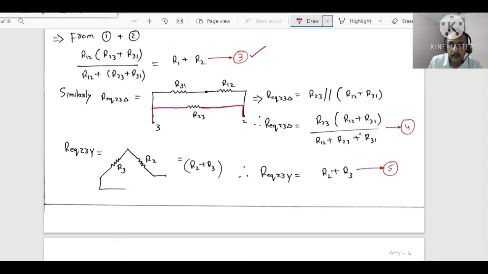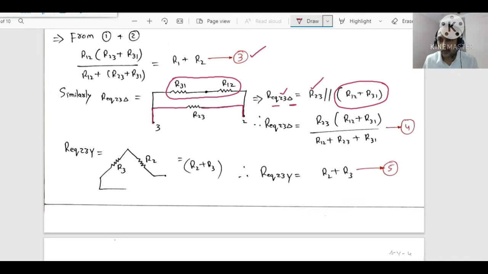Now the remaining 2 resistors are in series. And that resultant is in parallel with R23. That is what we have written here. R equivalent between 2 and 3, in delta connection, is equal to R23 parallel to the series combination of these 2. Same steps: R23 into bracket of R12 plus R31, whole divided by R12 plus R23 plus R31.